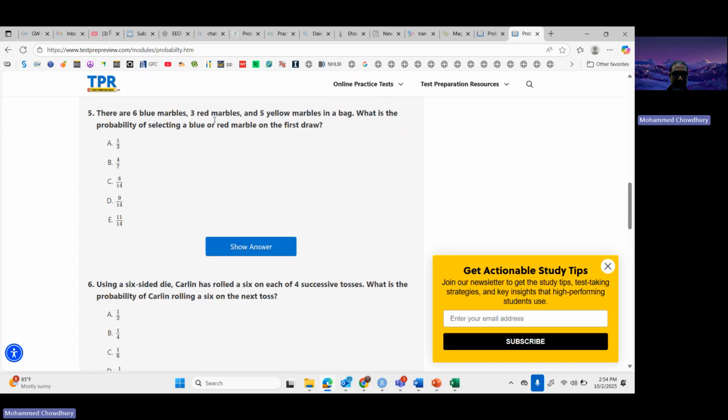There are 6 blue marbles, 3 red, 5 yellow marbles in the bag. What is the probability of selecting a blue or red marble on the first draw? Okay. Blue or red marble at the first draw. 9/14. Clear, right? 9/14. Okay. So let us go to the other things.